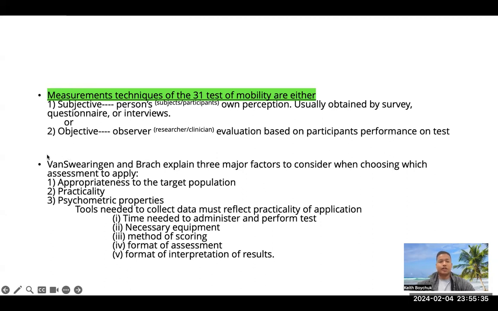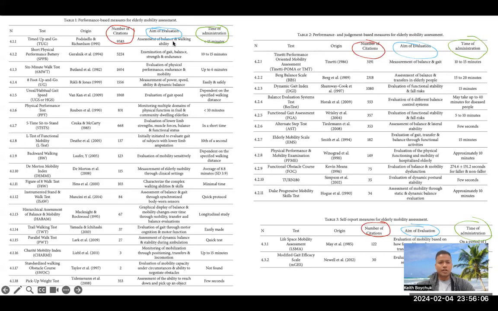And so in their study, Van Schort and Branch explained three major factors in choosing to use these assessments: one, the appropriateness of the target population, once again, older people; the practicality of these tests; and then also the psychometric properties to further tease out other things in it. The time required, the equipment, the method of scoring, the means of how the test is being performed, and the interpretation of these tests. Looking at the number of citations, this is also more of a credit to the test of how valid these tests are.